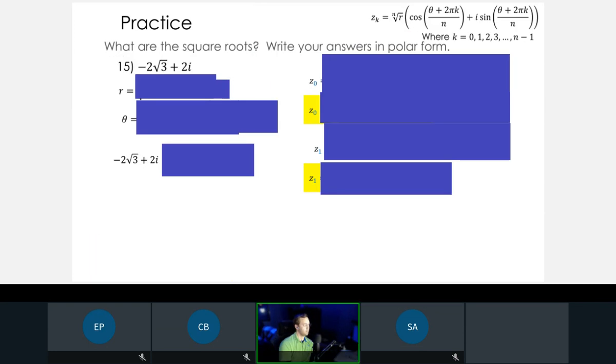Number 15. I don't know why I have so many examples. I got carried away, apparently. This is a lot of examples. I wonder if it's because I thought the modules didn't have very many.